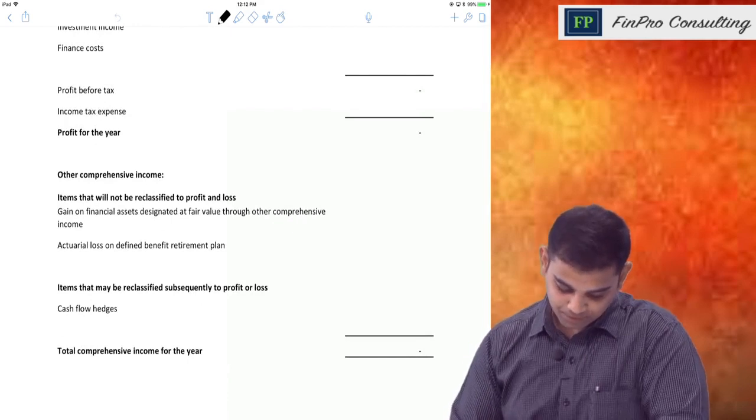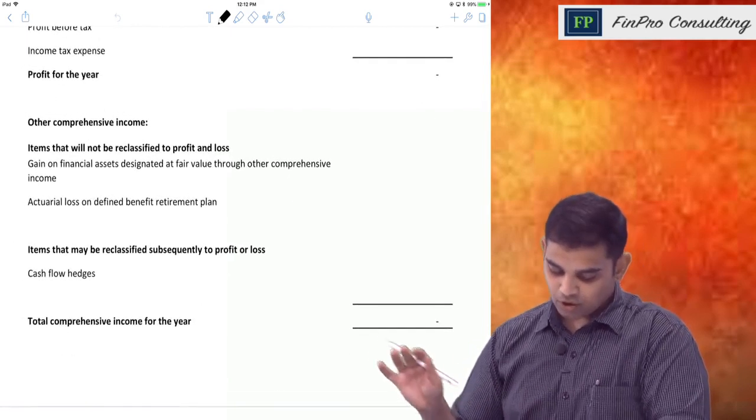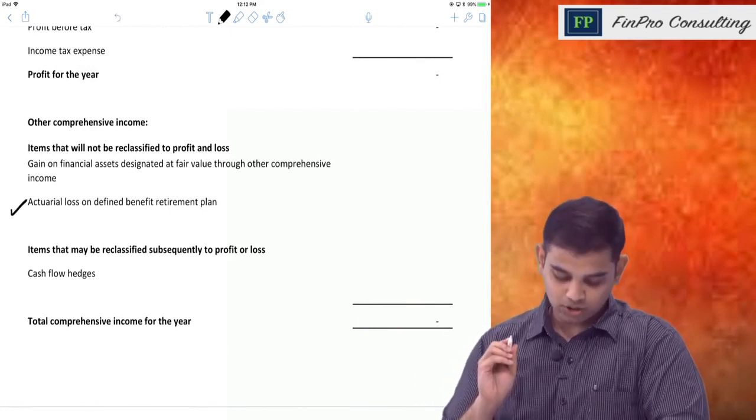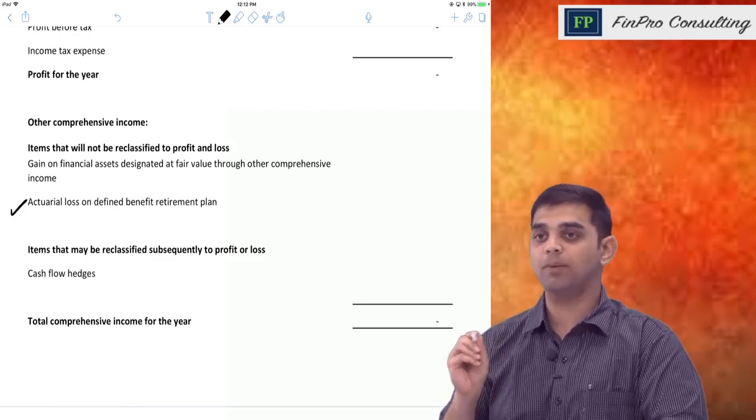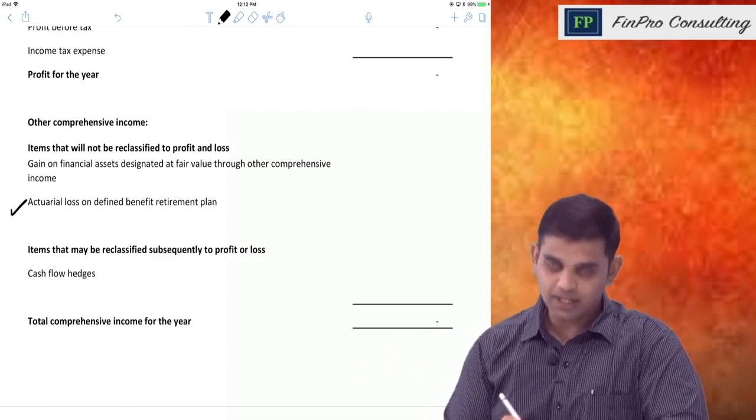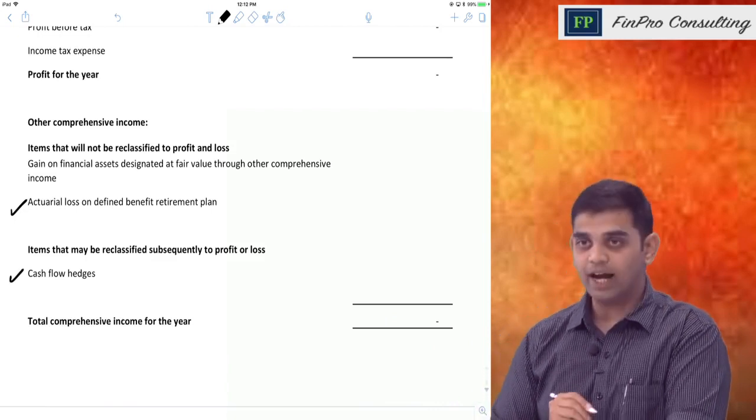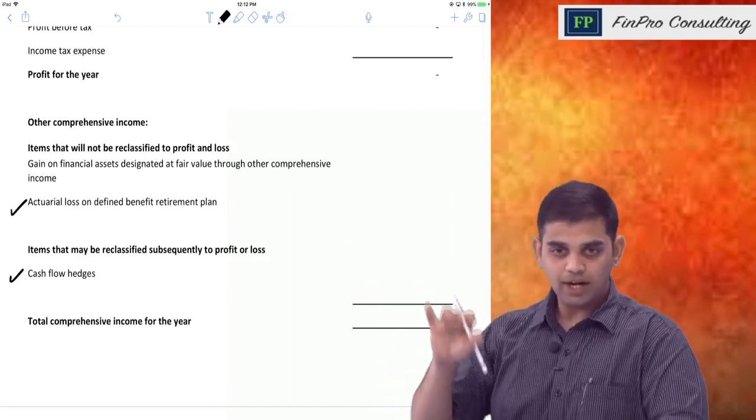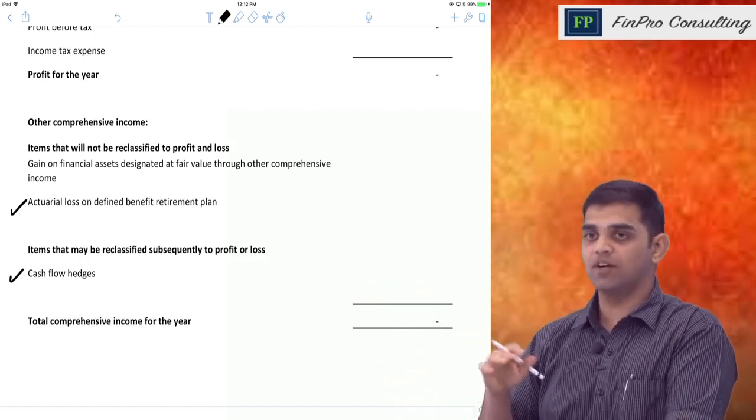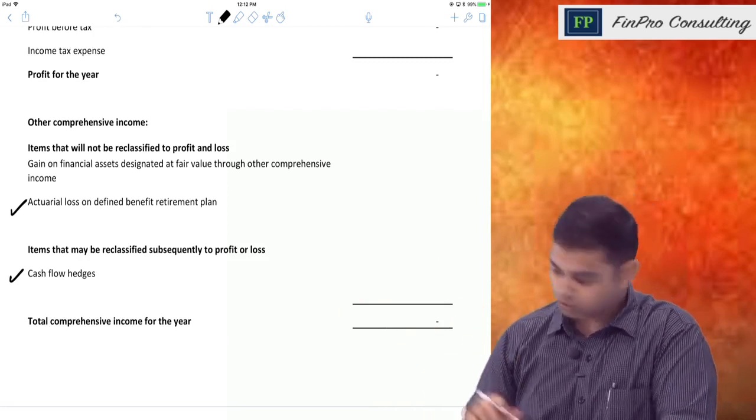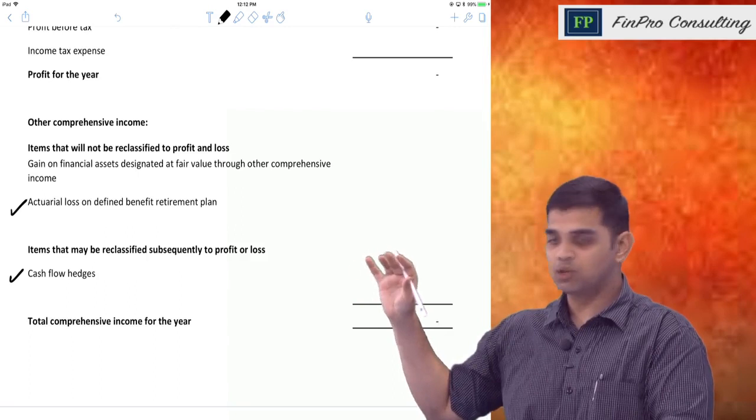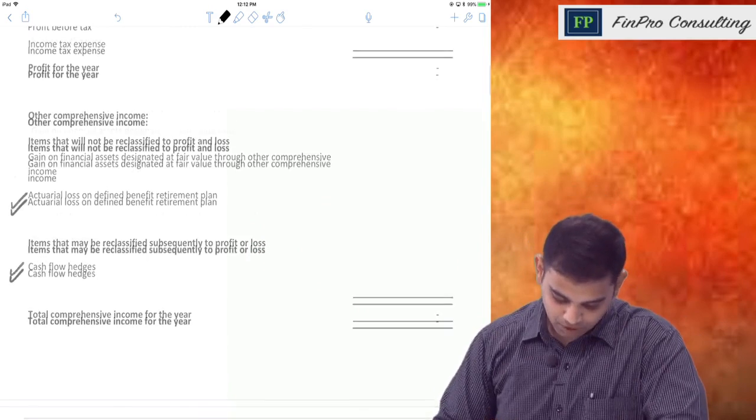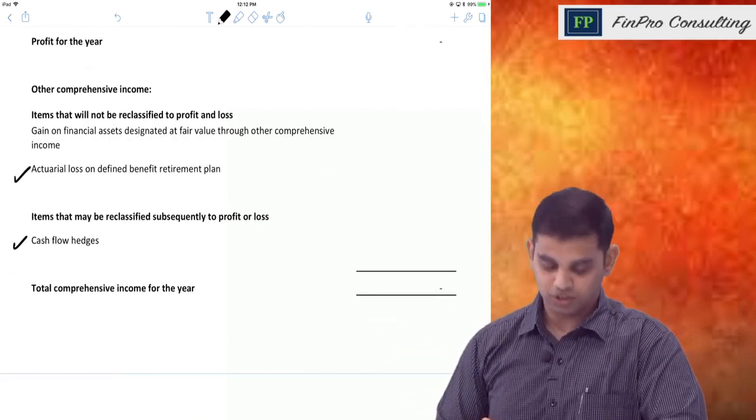What you need to add is in OCI. Gain on financial asset is already there. Now this is an additional item: actuarial gain or loss on the defined benefit retirement plan, because that was a part of your adjustment. So this is an additional line item, and your cash flow hedge is an additional item. Now when you prepare OCI, please note that you have to bifurcate OCI between items that will be reclassified to P&L and items that will not be reclassified to P&L. So when you read the problem, you should be able to grasp that these will be the two additional line items in OCI. Then you have total comprehensive income for the year, that is the total.